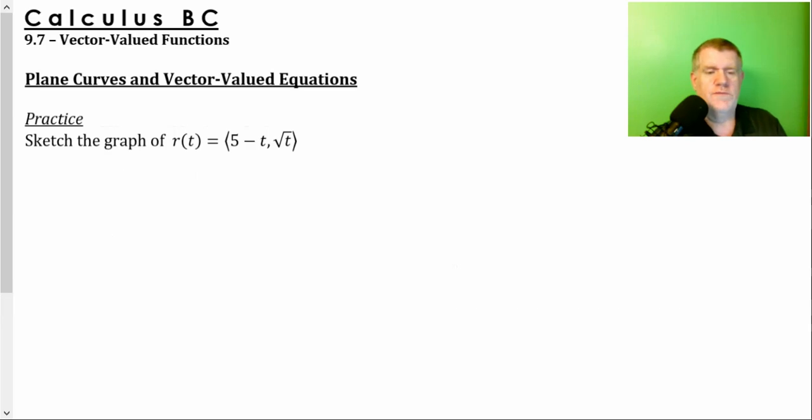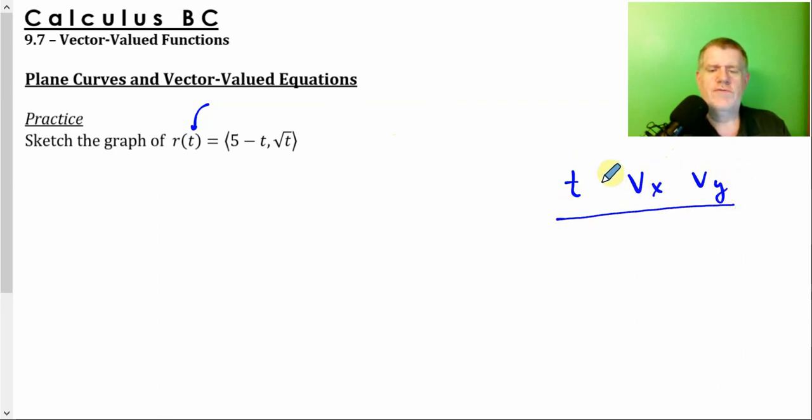So here's what we're going to do. We're going to practice our plane curves by sketching this graph of the vector (5 minus t, square root of t). And vector-valued functions are just like parametric equations. That t we consider almost a time. There's something that's in motion. So the idea of this would be at some moment of time, we have the vector's x component and the vector's y component. So really what we're doing is we're tracing the plane curve that is created by these vectors.